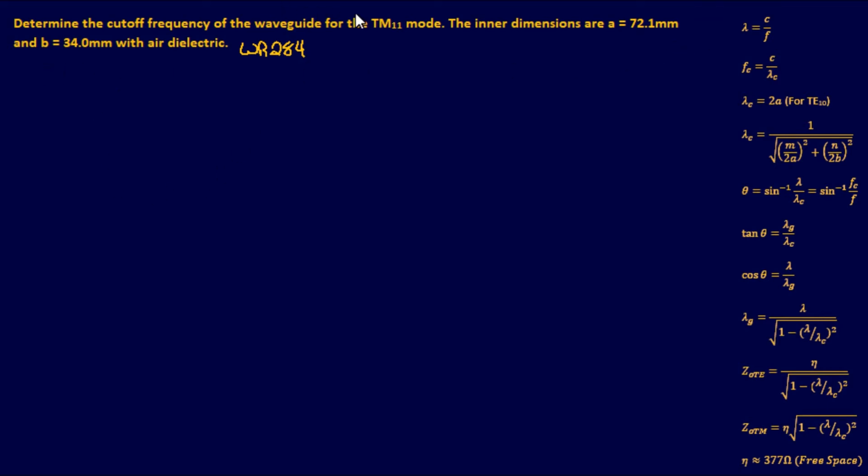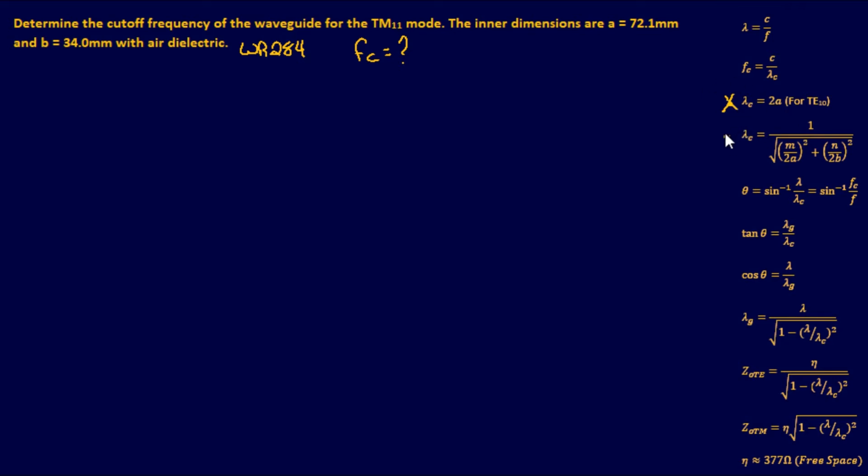Well, same thing as last time. We want to find the cutoff frequency. We want to find that guy right there. Unfortunately, all we're given, similar to the last problem, are the dimensions and the mode. Looking over here, I can find the cutoff frequency. However, I cannot use this guy right here because we have a different mode. We don't have a TE10 mode or a dominant mode. We have a TM11. So this one is out.